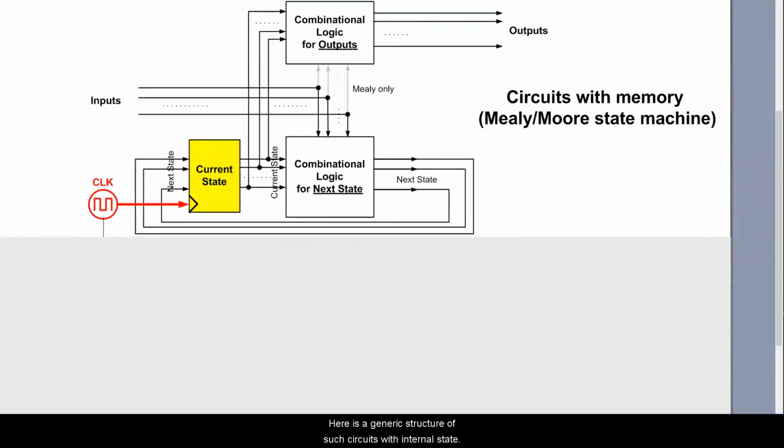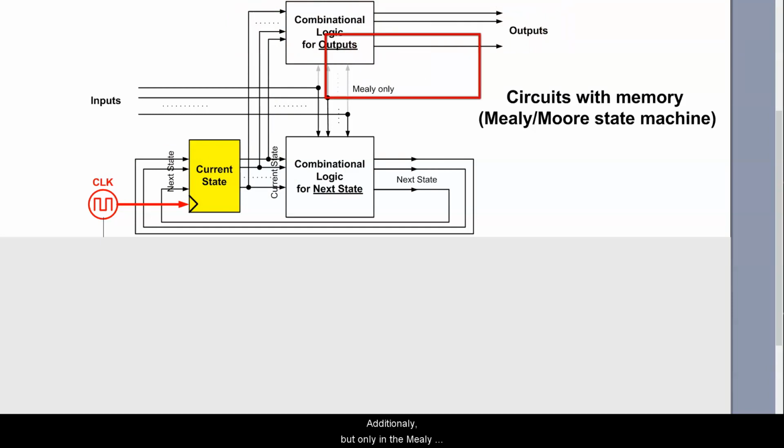Here is a generic structure of such circuits with internal state. The central component of the circuit is the current state register comprised of multiple D flip-flops, which are all driven by the common clock signal. Both the current state bits and all the input bits are fed to the combinational logic block, which decides about the next state. The next state is then fed back to the state register to become the current state on the next clock cycle. The current state is also fed to another combinational logic block to generate the outputs.